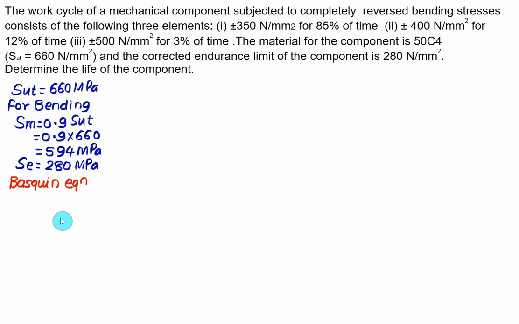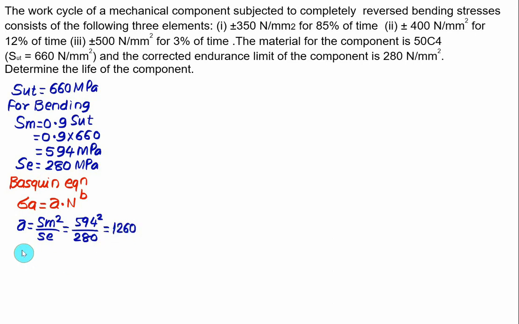The Basquin equation is given as the amplitude stress sigma A is equal to a constant A multiplied by the number of cycles to the power B. If you recall, the constant A is simply equal to Sm square divided by endurance strength. We have material strength equal to 594. We have to square it, and we have endurance strength equal to 280. So in this case, we get a constant A equal to 1260.